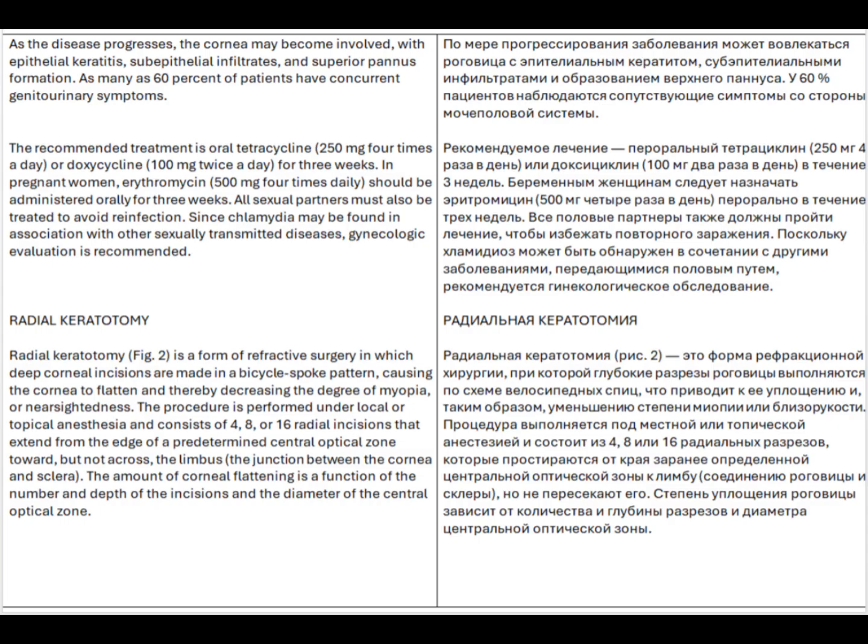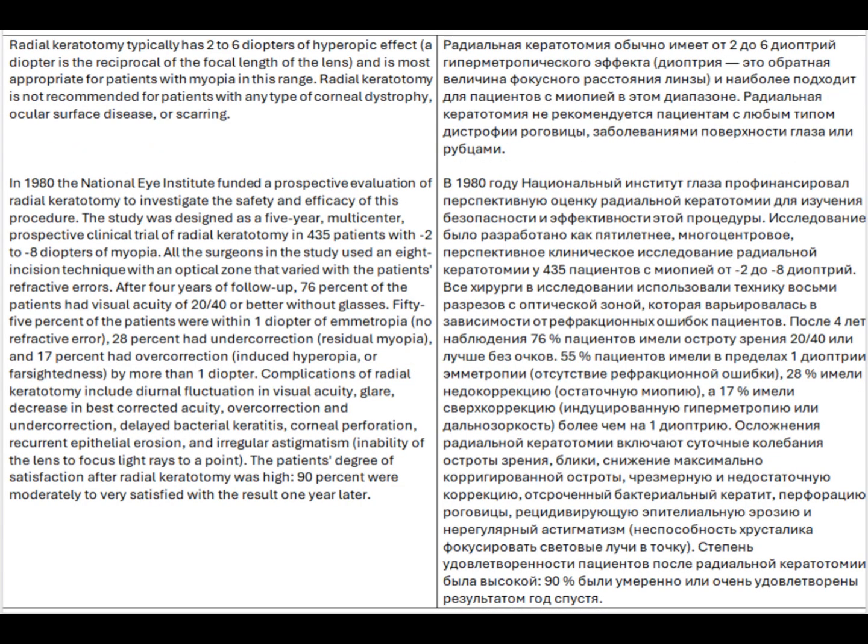The amount of corneal flattening is a function of the number and depth of the incisions, and the diameter of the central optical zone. Radial keratotomy typically has 2 to 6 diopters of hyperopic effect. A diopter is the reciprocal of the focal length of the lens, and is most appropriate for patients with myopia in this range. Radial keratotomy is not recommended for patients with any type of corneal dystrophy, ocular surface disease, or scarring.